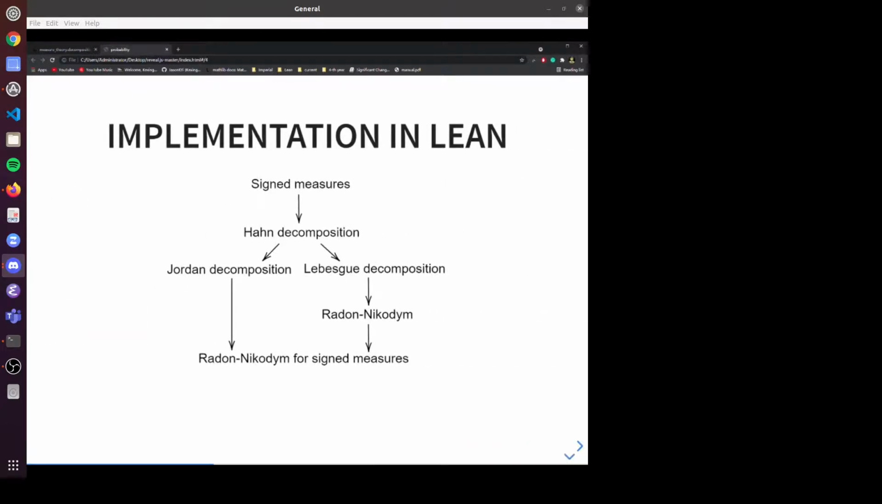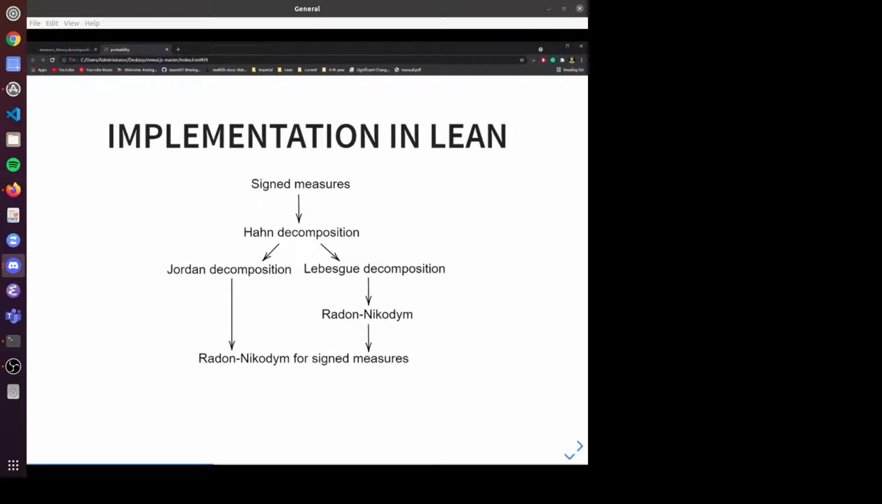Now I will talk about my implementation in Lean. Here we have a flow chart of how it was done. We start off with an object called a signed measure, and then we prove a technical result called the Hahn decomposition, from which we diverge into two directions: one about results regarding signed measures, and the other about the Radon-Nikodym theorem for positive measures, so normal measures.